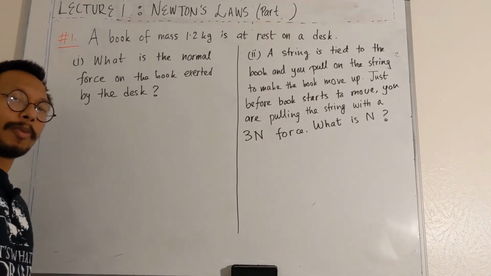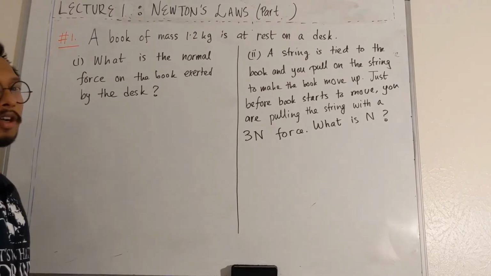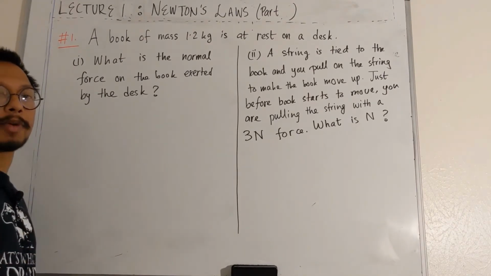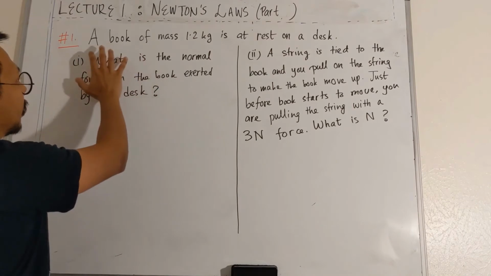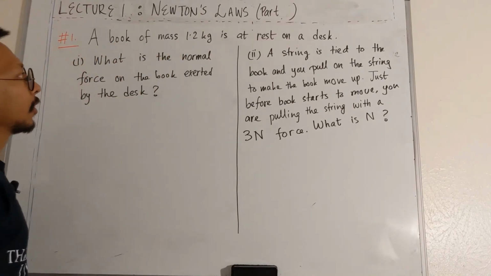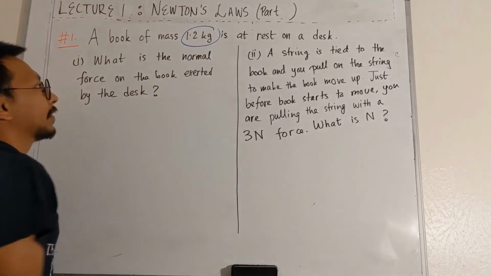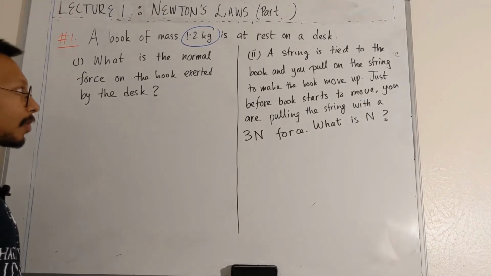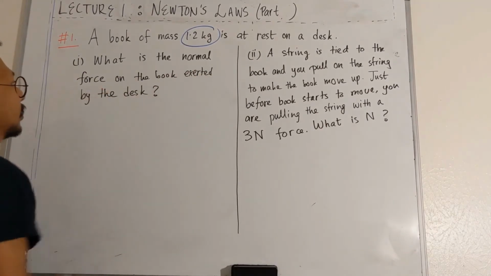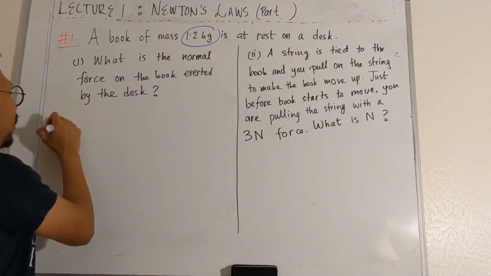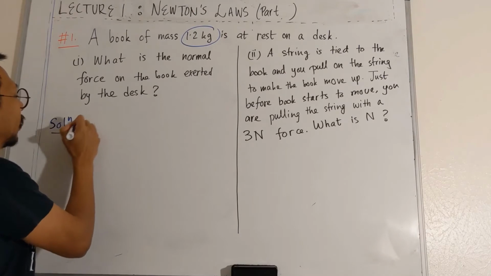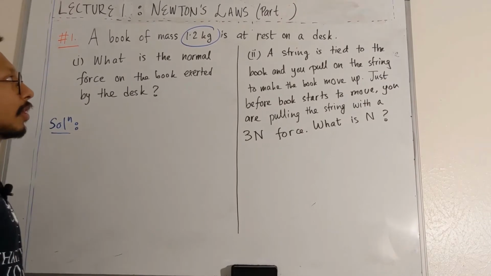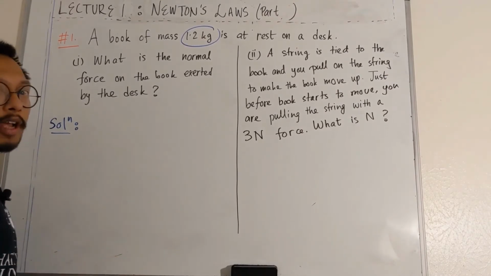Now, to understand more about normal forces and friction, let us first consider one example involving just normal forces where we are choosing to ignore any friction that might be present. Alright, so the question reads, a book of mass 1.2 kilograms, the mass of the book is given to us, is at rest on a desk. What is the normal force on the book exerted by the desk is the first part of the question. Before reading the second part, let's just carry out the first part. So by now you should be aware that the first thing you do in solving any question in physics is draw a free body diagram.